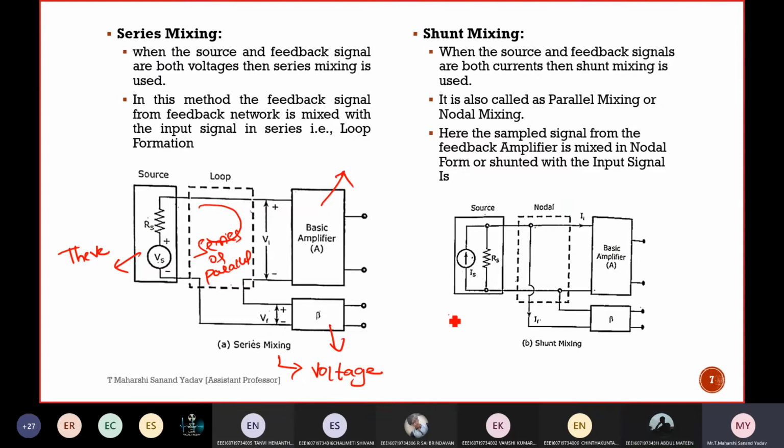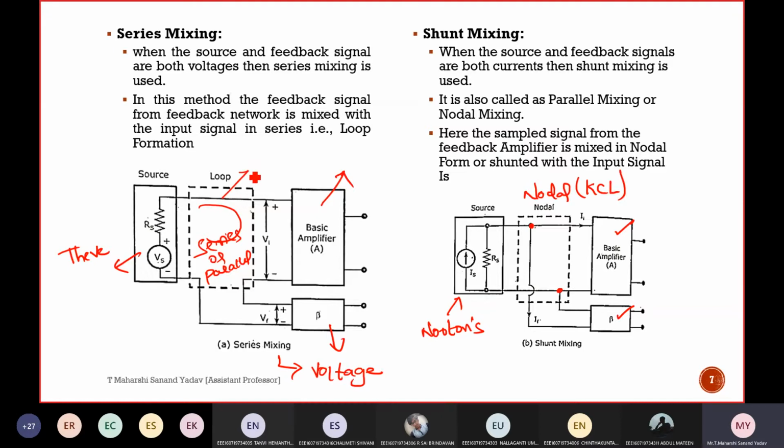You observe this. What is this equivalent? Shunt. Norton's equivalent. This is Norton's. Again the same basic amplifier. This is the feedback network. Now you observe this. Series or shunt? Shunt. See here, shunt. So this is nodal. So at a node, will you apply KCL or KVL? KCL. So that's why this is called nodal.